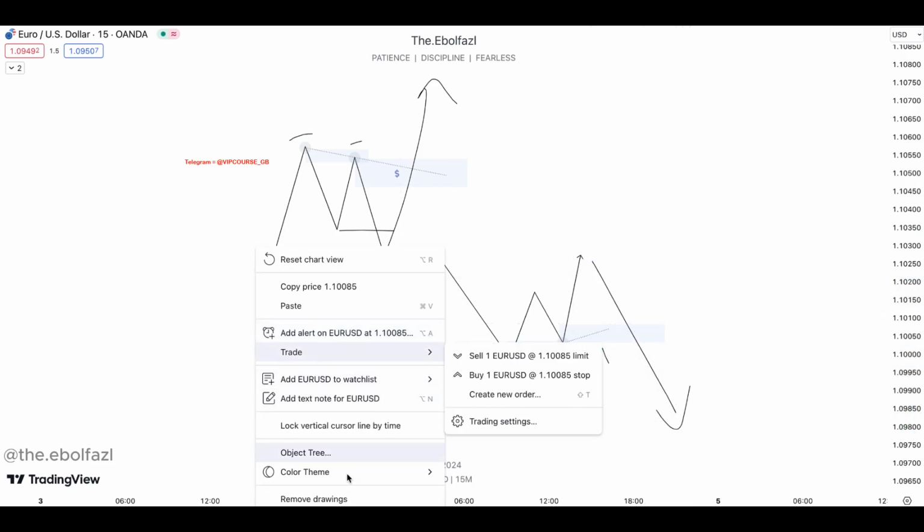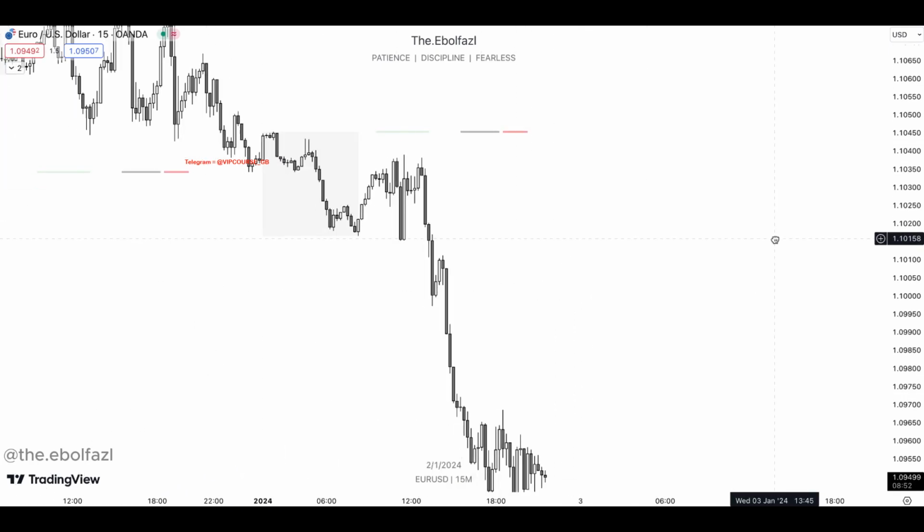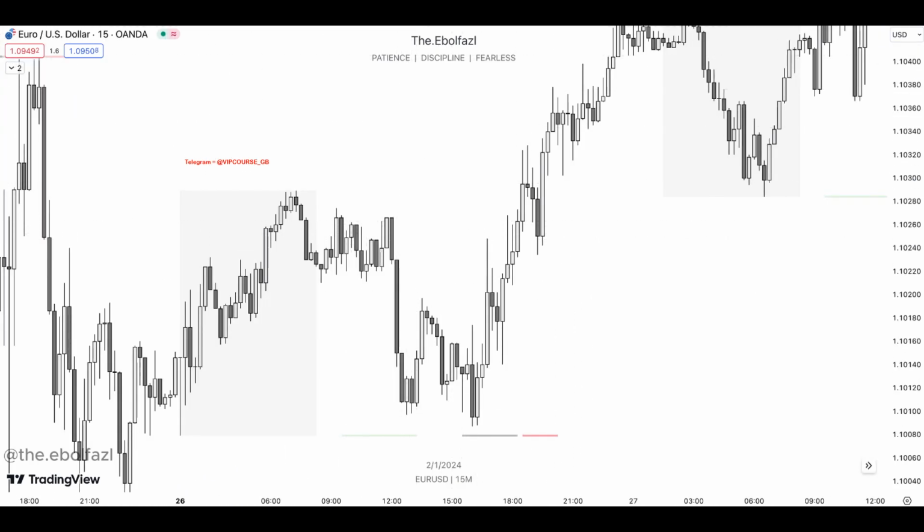Let me show you guys a real example. This is a great example of a valid equal high. What we can see is the trend line respect, right? And also just look at the mitigation here. Money transferred to this area. Now the money is here, right?